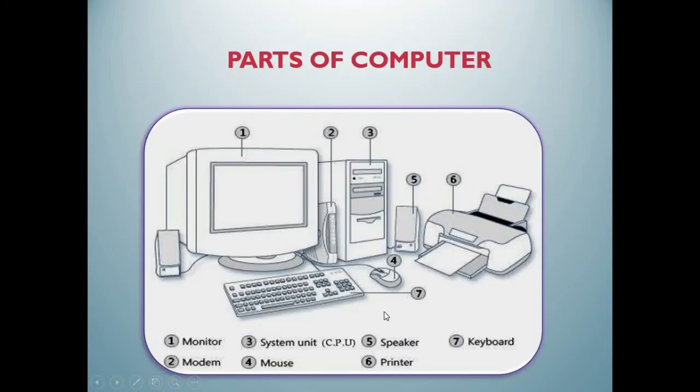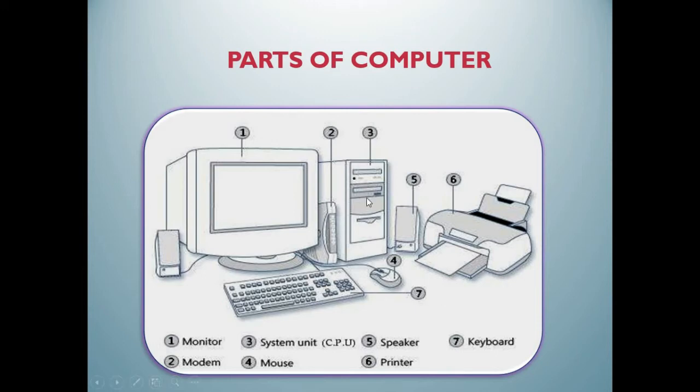So this diagram shows the parts of computer. So this is a monitor. It displays the key that is being keyed in through the keyboard as well as the result also is being displayed on this monitor. The monitor is also called as VDU, Visual Display Unit. Next we have this modem. It is called as modulator, demodulator. It allows you to access internet.